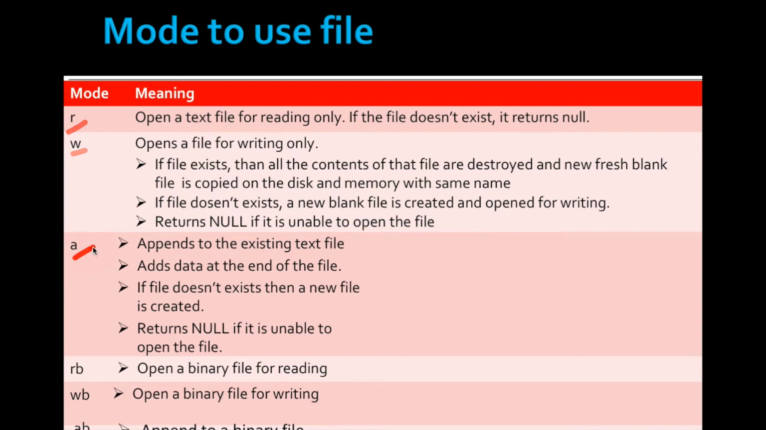So writing only, read only. Now a is for append, which adds data at the end of the file. If the file does not exist, a new file is created, and it returns NULL if unable to open the file. So these are the basic read only, write only and append modes for a text file or ASCII text file. Now rb means open a binary file for reading, wb means open a binary file for writing, and ab means append to a binary file. The same rules apply.